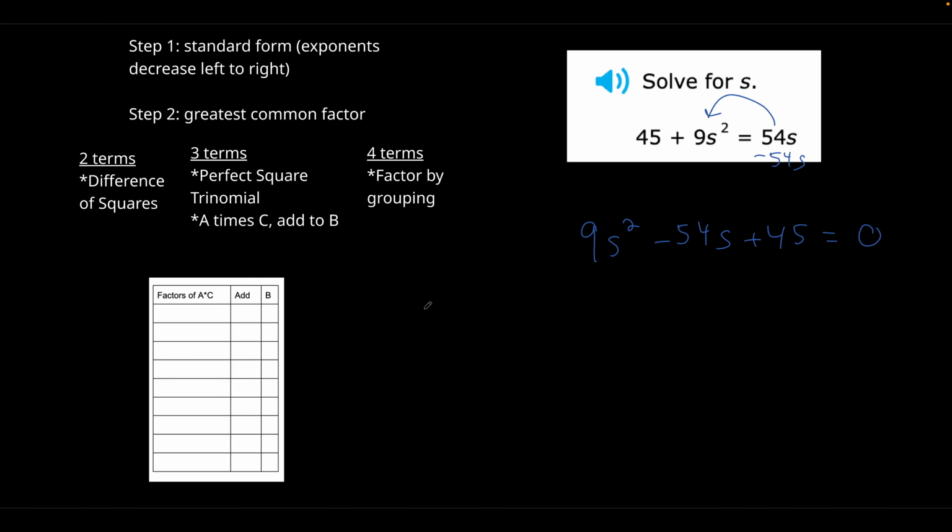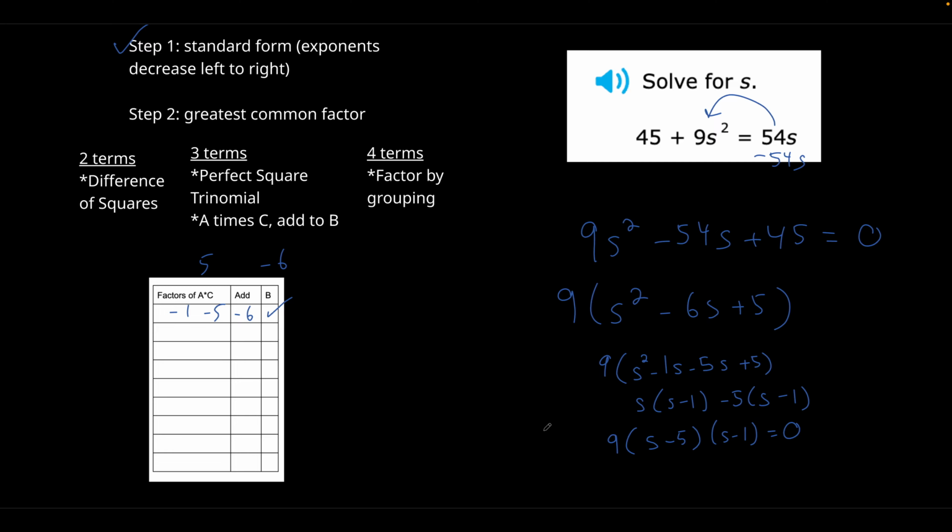Notice that step 1 is done. Step 2, is there a greatest common factor? There is a greatest common factor. So watch out for those problems. And now we should know how to factor from here. So here is the factoring work. And now when you get to the very end, you might be wondering, what do I do with this 9? The answer is nothing. Ignore it. Split into your two equations and solve. So you're going to get s equals 5, s equals positive 1, and these are your two solutions.